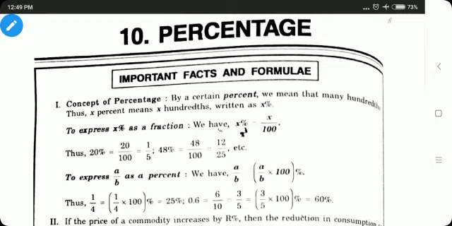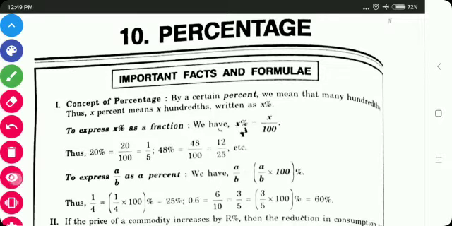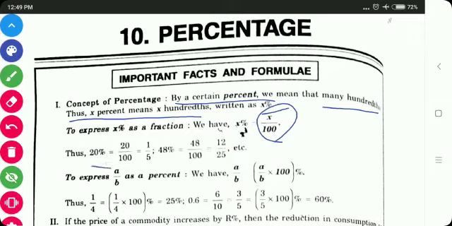First we will see some important facts and formulas. So first is concept of percentage. By a certain percent we mean that many hundreds. Thus x percent means x hundreds and is written as x percentage sign. To express x percent as a fraction, x percent is equal to x upon 100. Thus 20% is equal to 20 upon 100. 48% means 48 upon 100.